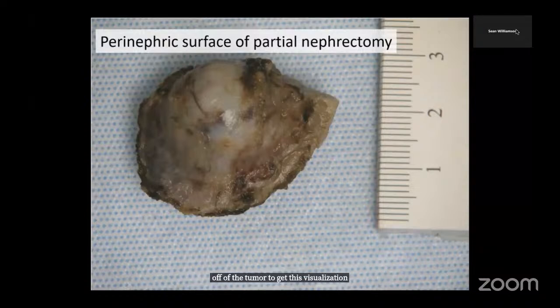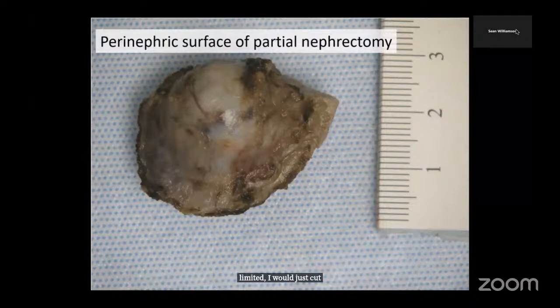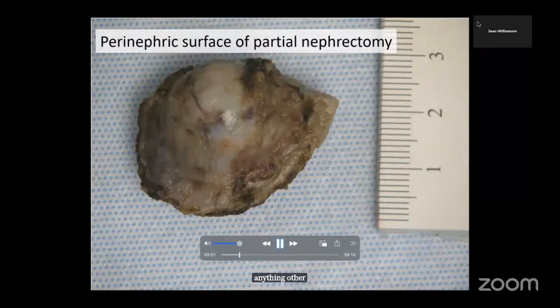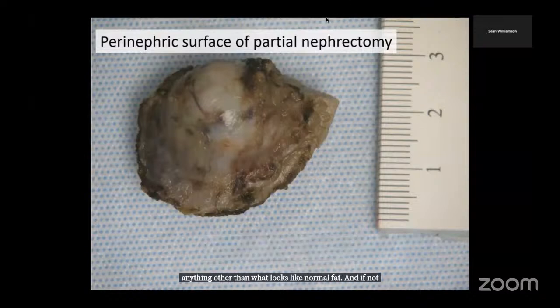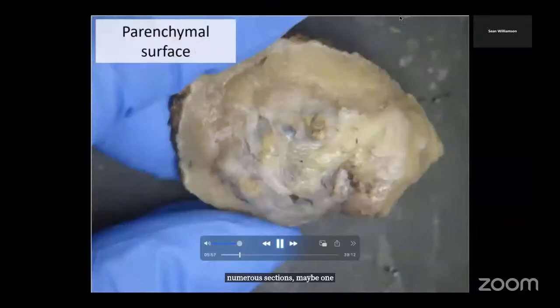Sometimes we'll receive that fragment of fat as a separate fragment within the specimen jar, or sometimes we'll receive it as an entirely separate specimen altogether, in which case my sampling is generally pretty limited. I would just cut through it and see if there's anything other than what looks like normal fat, and if not, I don't think you have to submit numerous sections, maybe one or two at most.